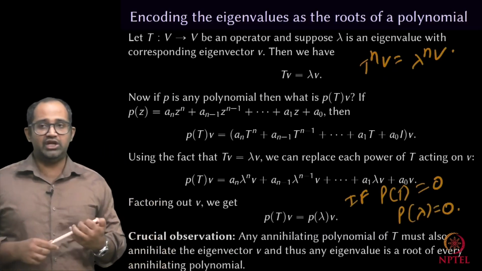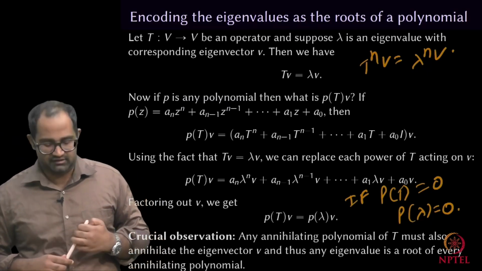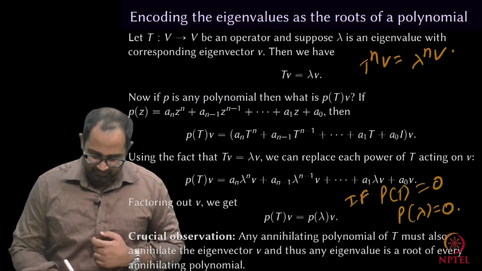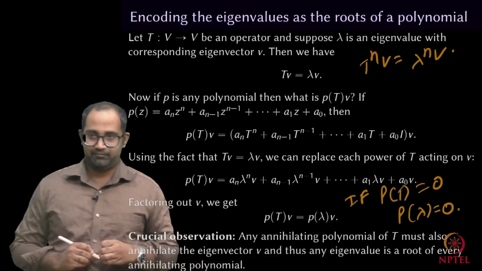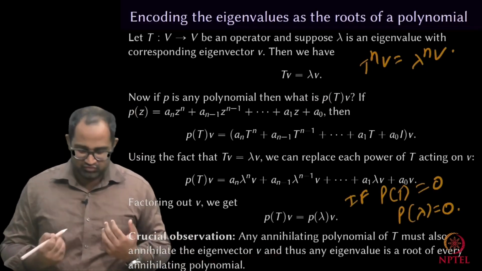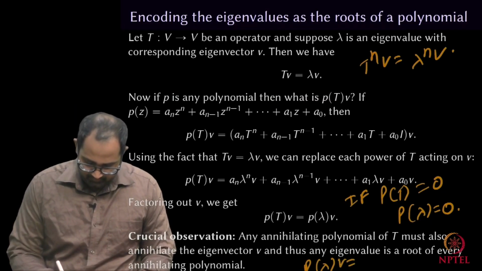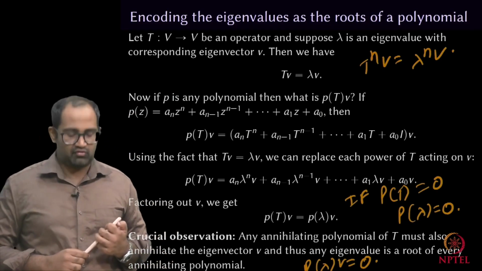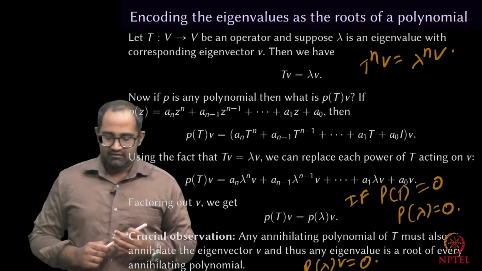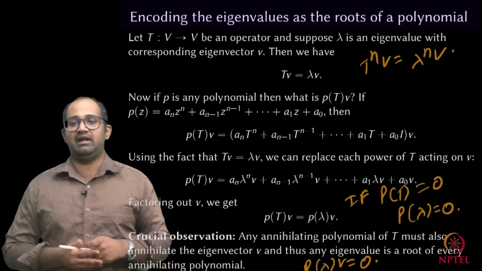Okay, so the crucial observation to take away from this brief computation is that any annihilating polynomial of T must also annihilate the eigenvector v. By which I mean p(λ)v must be 0. That's what I mean by the annihilating polynomial must also annihilate the eigenvector v, which means any eigenvalue is a root of every annihilating polynomial.